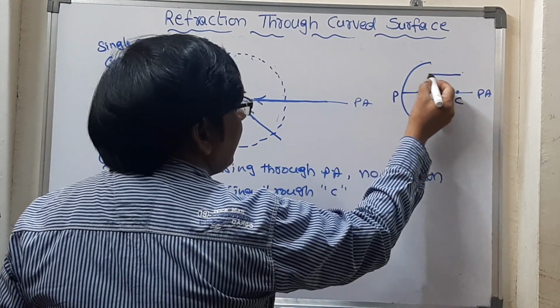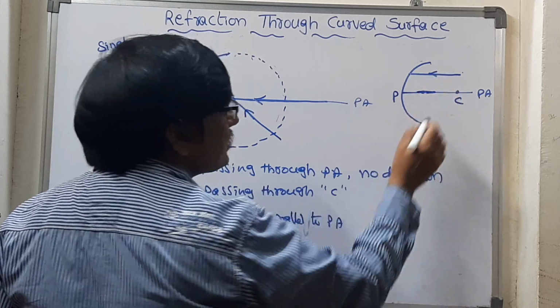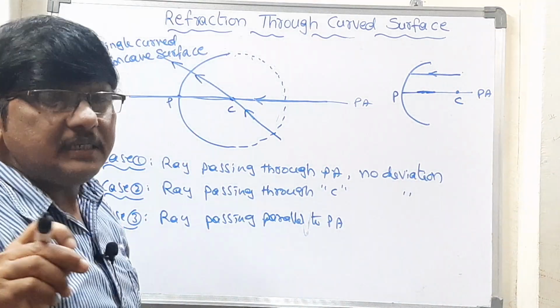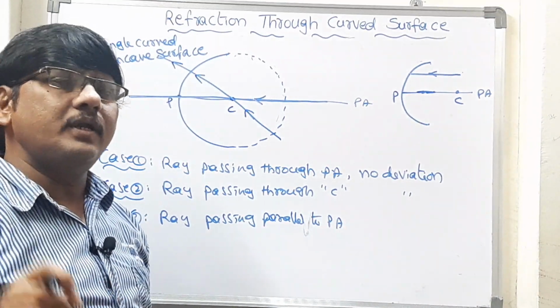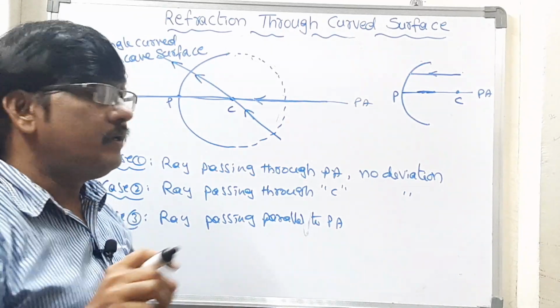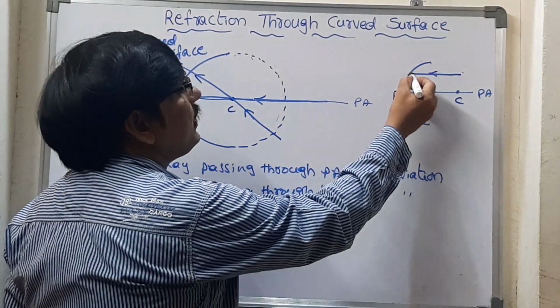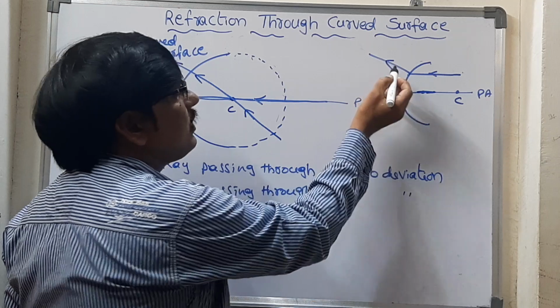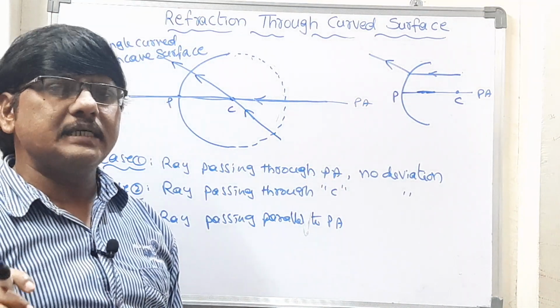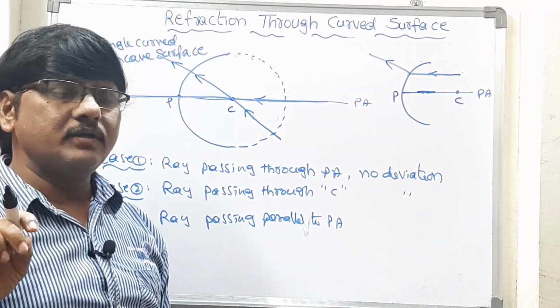So then what will happen? The ray will pass towards this side. Once the ray is incident on the concave surface, it goes towards this side. What do we call this one? This is what we are calling diverging. Diverging.